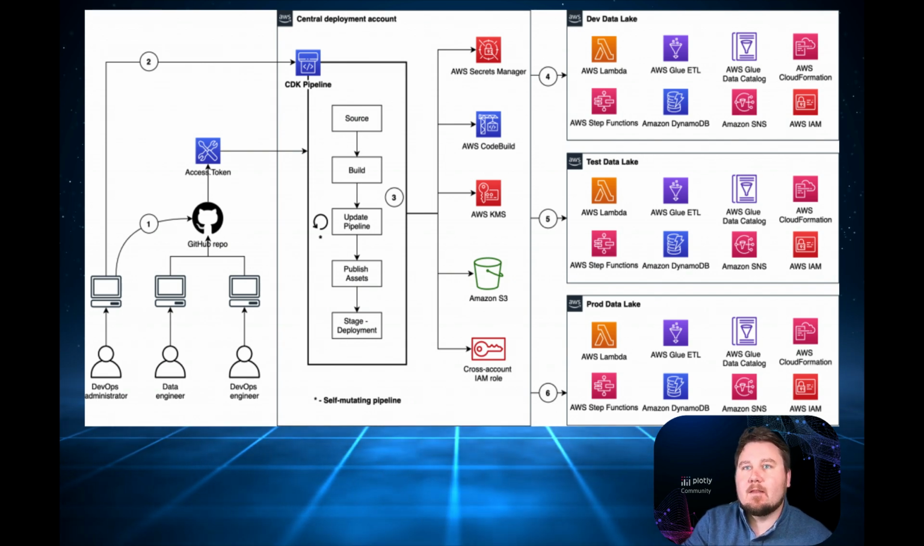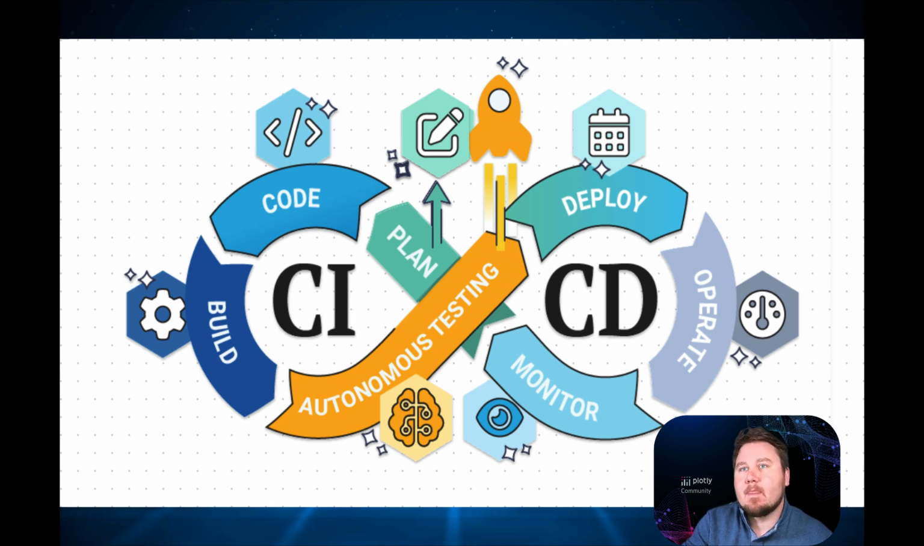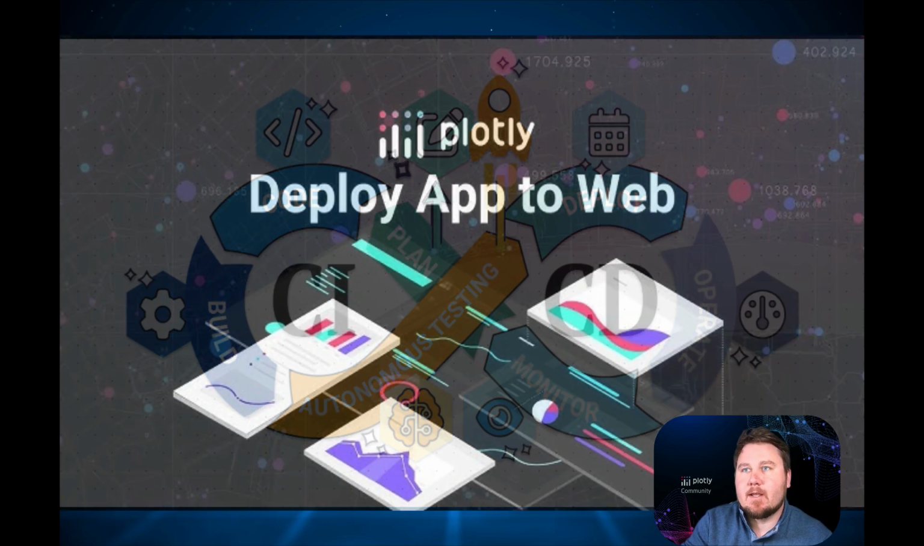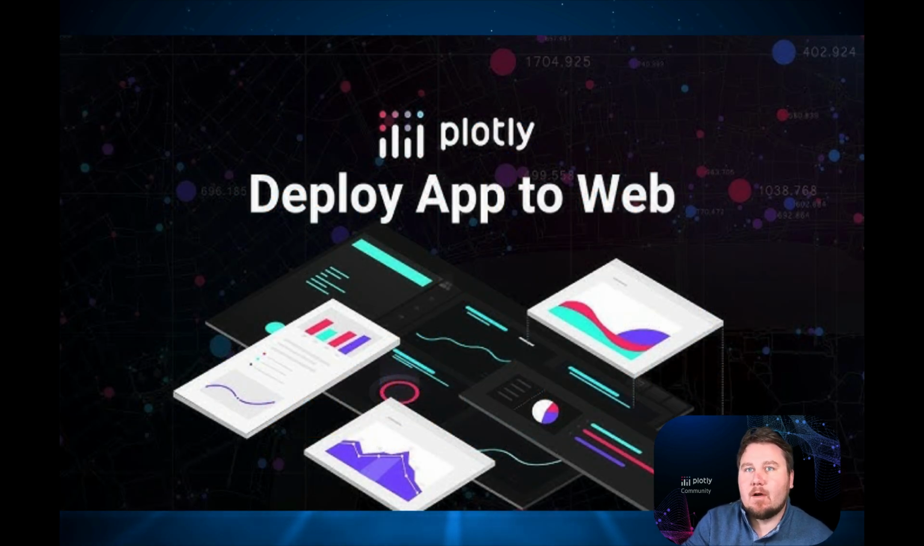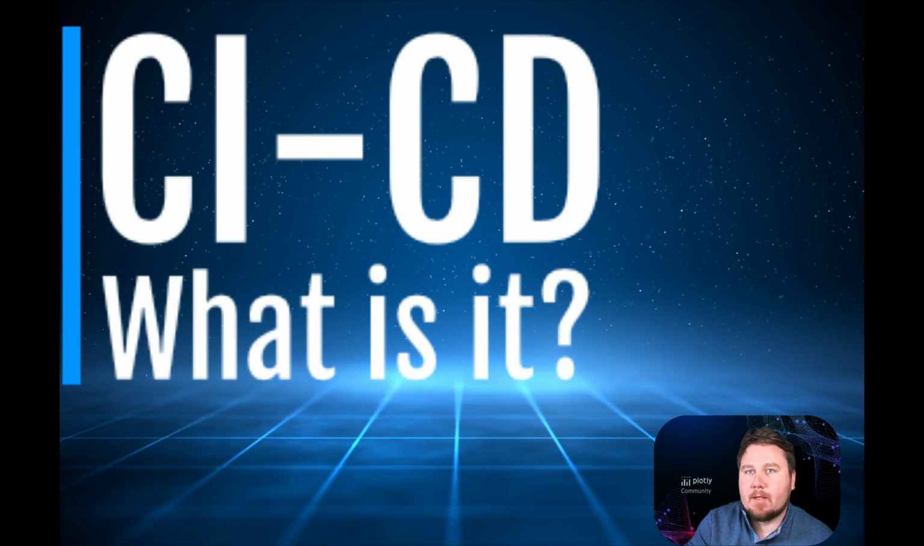So with that, let's answer some questions. What is a CI/CD pipeline? Why is it productive to use one? And how does it relate in terms of the Dash framework and Dash Enterprise? So to start, let's define what is a CI/CD pipeline.